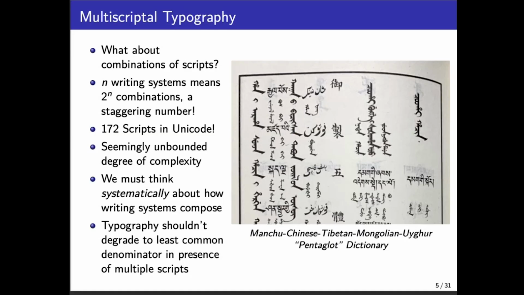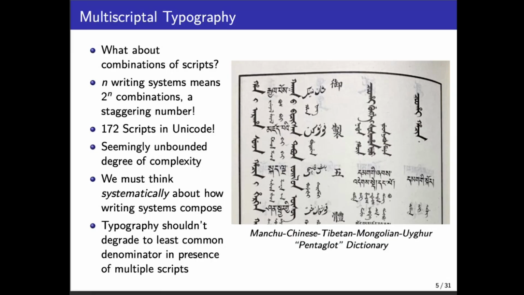But what about typography of combinations of scripts? And of course, we see a very beautiful example here. In writing systems, you've got 2^n possible combinations. So if there are 172 scripts in Unicode, if you're wondering how big that is, that's a number with over 50 bits, basically. So, quite large. There is a seemingly unbounded degree of complexity we might have.